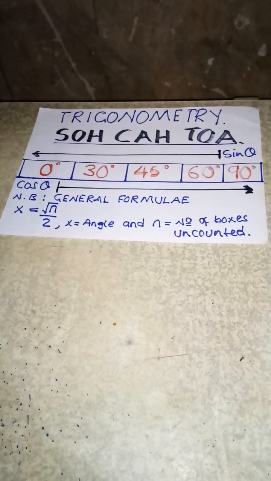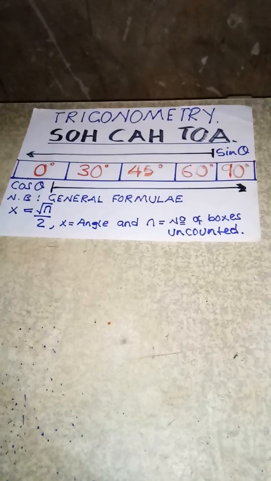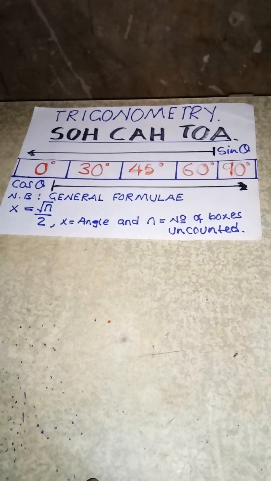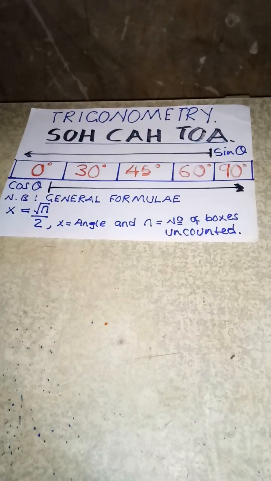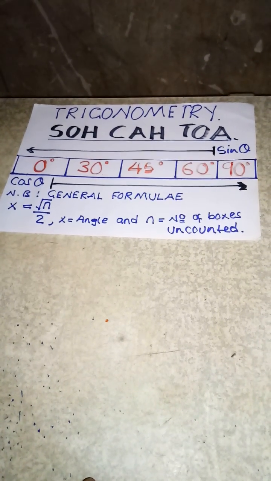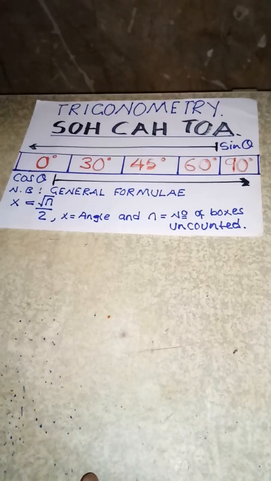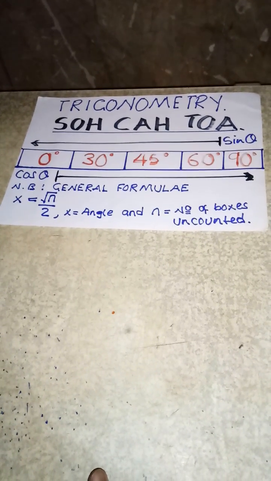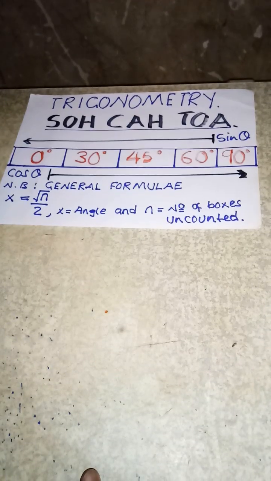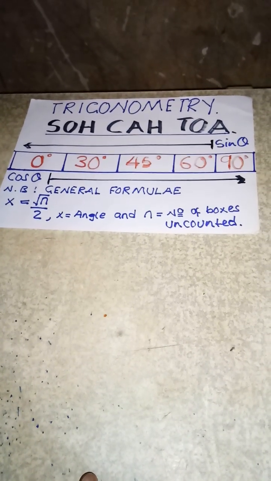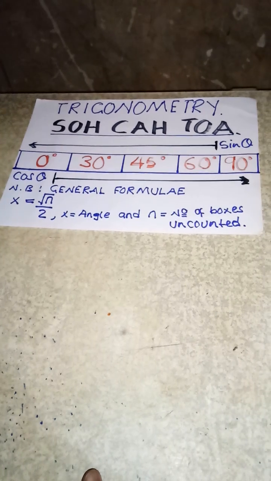So in this video, it is under trigonometry, under SOHCAHTOA. I'm going to be showing you how you can find special angles. Actually, this topic comes in addition to mathematics, but even those that are taking ordinary mathematics can take advantage of that. So in these boxes, we have got the table of values, which is 0 degrees, 30 degrees, 45 degrees, 60 degrees, and 90 degrees.